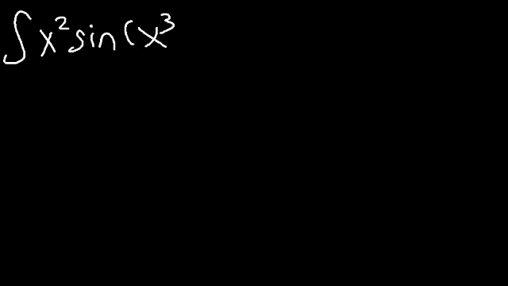Now, what if you were to see an expression that looks like this? What is the antiderivative of x squared sine x cubed dx? What would you do in a problem like this? Now, there's a technique called u substitution, and you want to replace all the x variables with u variables.